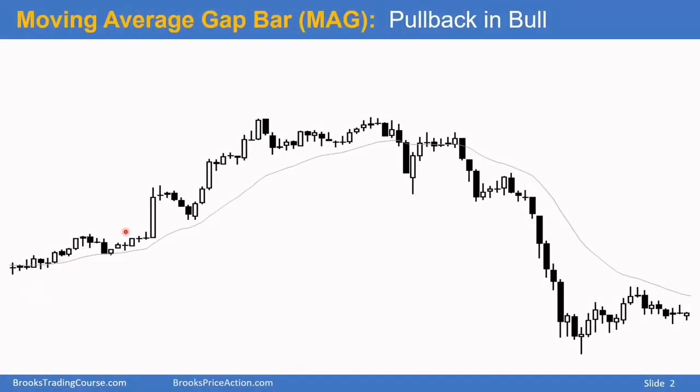Here we have a bull trend. But then look at what took place here. We have a bear breakout below the bull trend line, and look at the high of this bar and look at the moving average. The high of the bar is below the moving average. The bears were so strong that they were able to put a bar completely below the moving average. That is an early sign that the bears might be able to take control. There's a gap between the high of the bar and the moving average. This is a moving average gap bar.